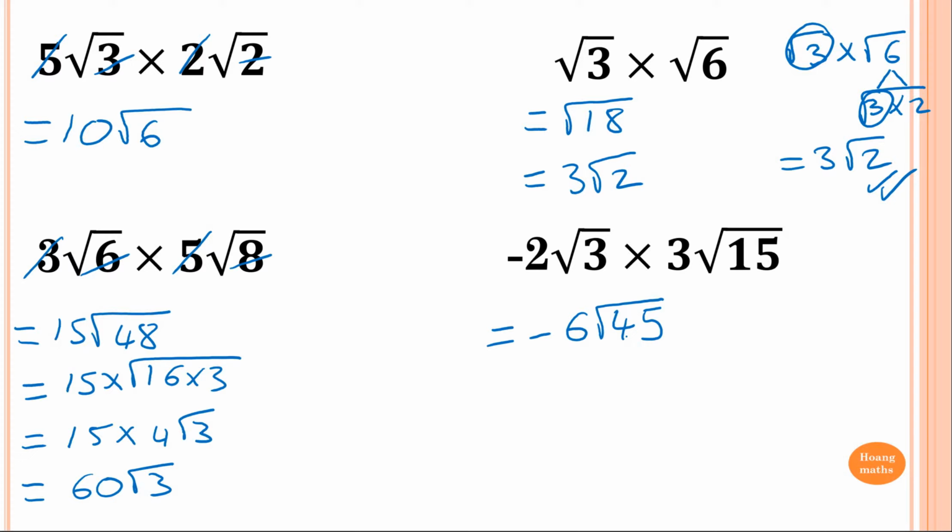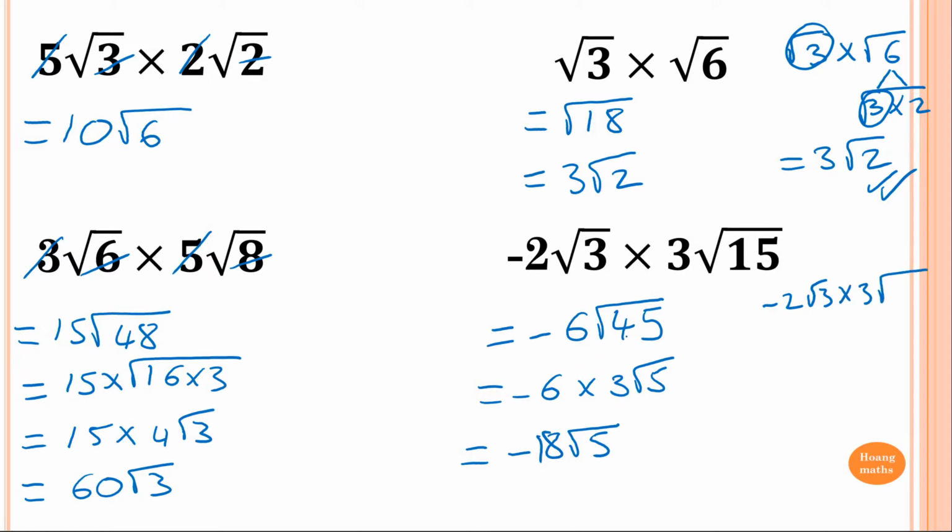Okay, so now 45 is 9 times 5. So square root 9 is 3. So times 3 root 5. Then 6 times 3 is 18, but it's negative 18. Okay, so square root of 5. Simple, right? Or, you can just go minus 2 root 3 times by 3.